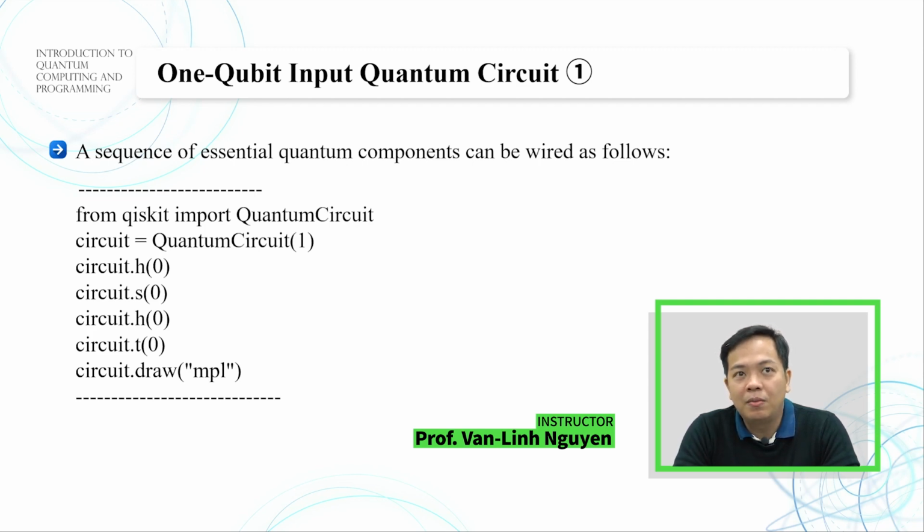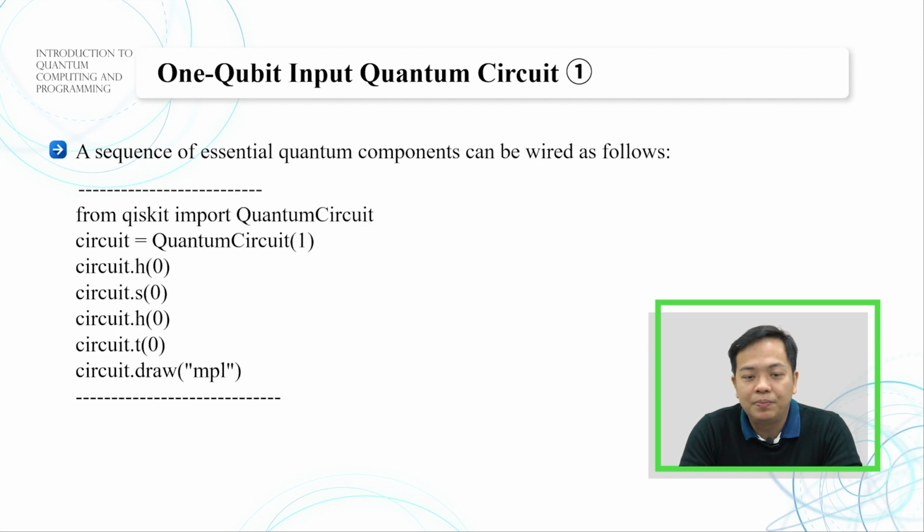Actually, in this example, I show you four essential quantum gates that you can add to the circuit and show on the screen. In this code there are some key points. This is the first comment: try to add the library. The second one is try to create one circuit.